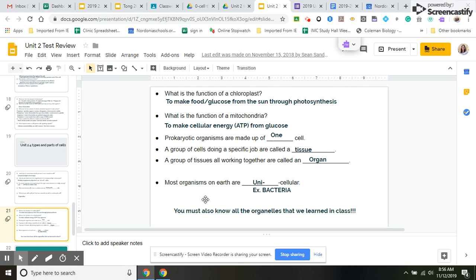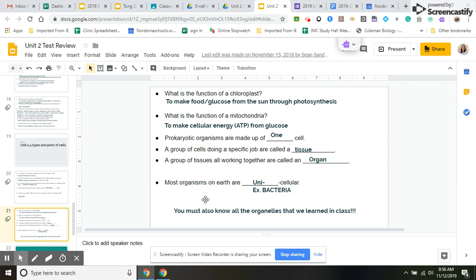Prokaryotic organisms are only made up of one cell. If we have a group of cells that are doing a job in a multicellular organism, we call them a tissue. A group of tissues working together are going to be an organ. Most organisms on Earth are going to be those unicellular or single-celled organisms. So we spend all this time talking about our multicellular selves, plants and animals, but most of the things on Earth are just going to be single-celled bacteria or single-celled protists, mostly bacteria.